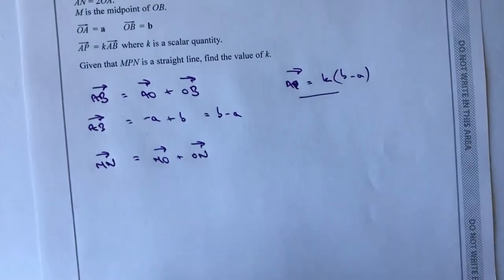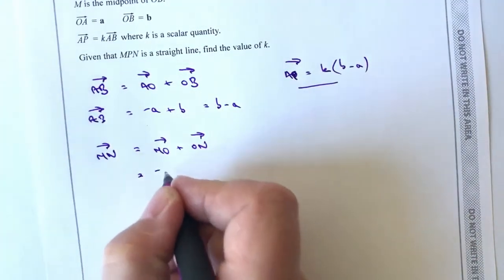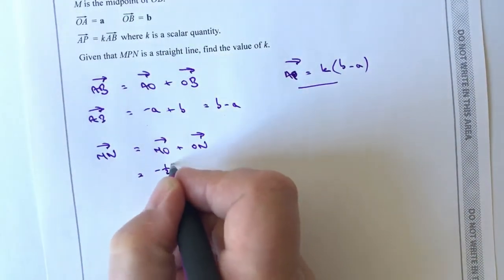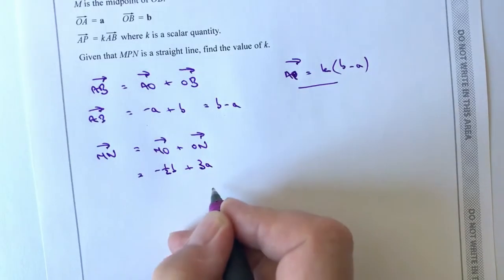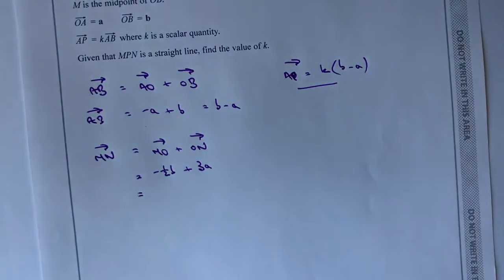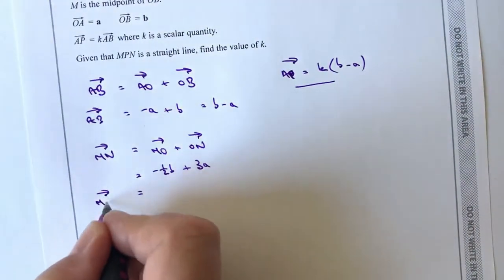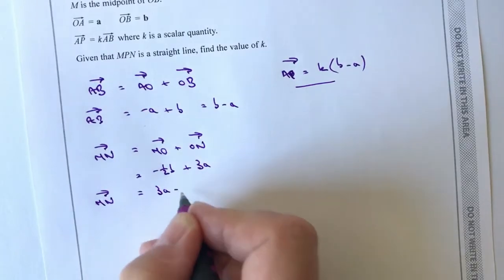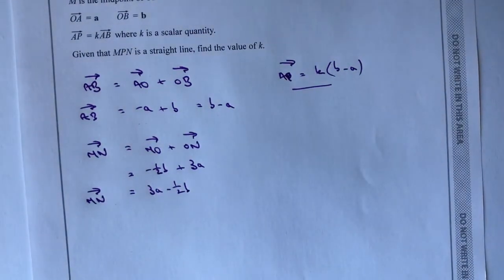So let's have a look then at plugging this bit of information in. So MO is going to be minus a half of B, and then ON is going to be plus 3A. Okay, so I don't like negatives right at the very beginning, so I'm going to have MN is 3A minus a half of B. Okay, hopefully that's all right for you.